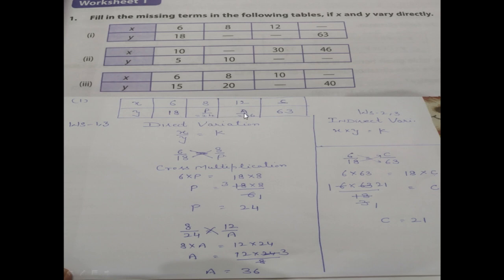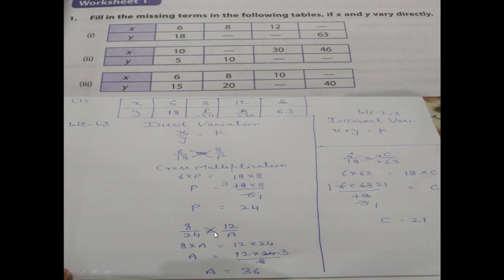Now we will find the value of A. We can take the help of this also now, because we know the value of P. You can take either this or this, your choice. I have taken this one. 8 over 24 is equal to 12 over A.